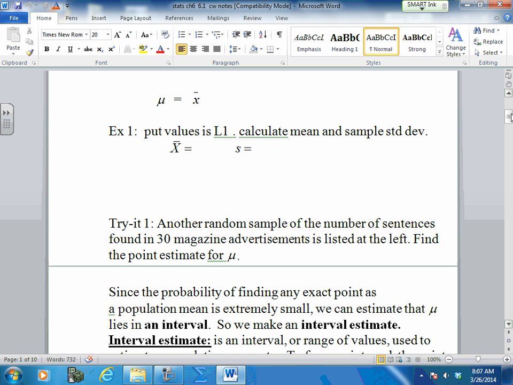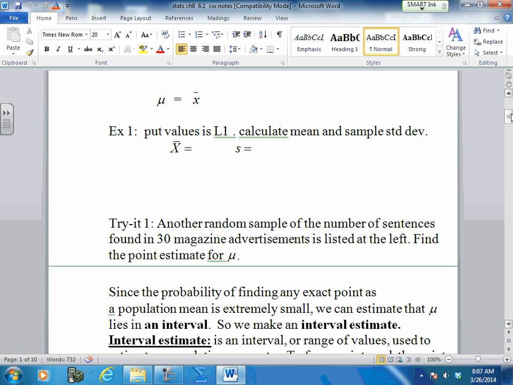So if, for example, in L1, and I'm not going to have you do the whole thing, you're looking at example 1. Market research uses the number of sentences per advertisement as a measure of readability for magazine advertisements. The following is a random sample of sentences found in 54. You sampled 54 advertisements. Find the point estimate and estimate your population mean. If you have your sample of 54, it's greater than or equal to 30, so that's considered a large sample.